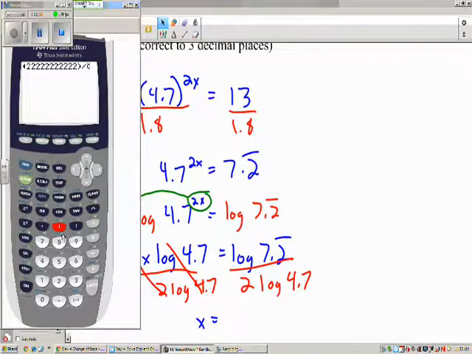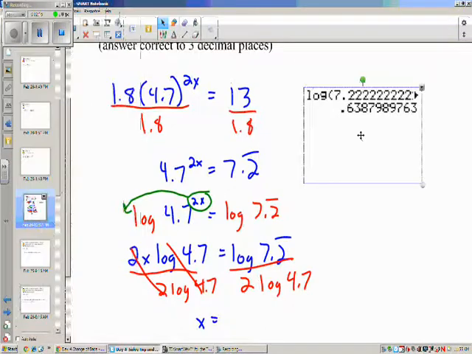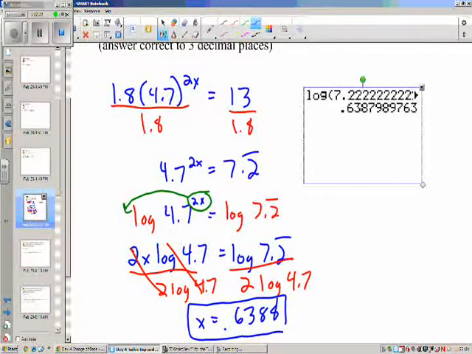So we'll start a parenthesis, 2 log 4.7. And since we opened 2 parentheses, I'll close 2 parentheses and then hit enter. So this answer is going to be our value for x, 0.6388 if I round to 4 decimals.